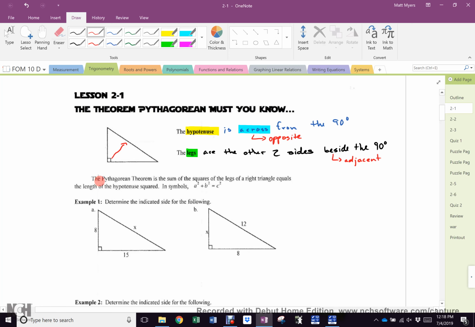Now, that gives us this formula that you all know as a squared plus b squared equals c squared. The legs are a and b, and the hypotenuse is c squared. Everybody teaches Pythagoras using a squared, b squared, c squared. Everybody does it. There's a problem with that.